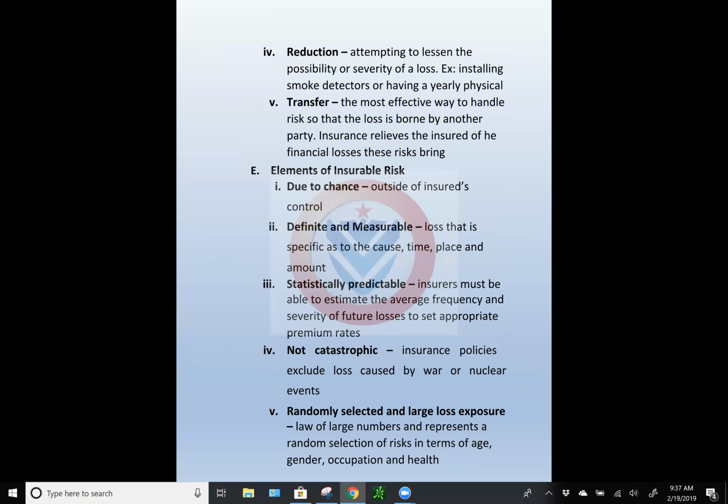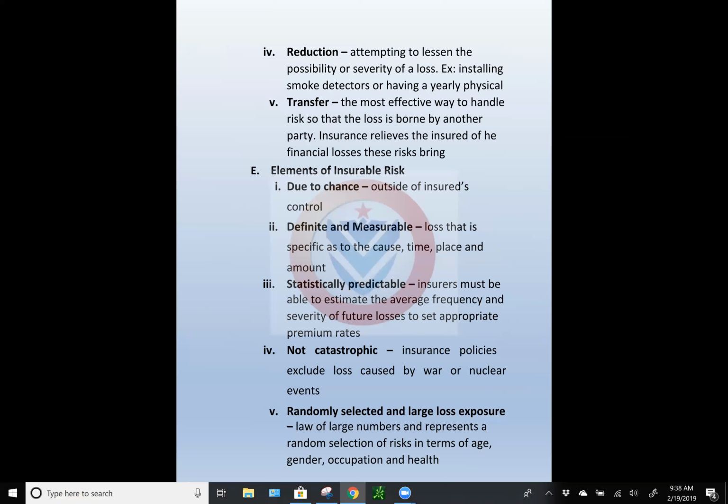Next, the loss must be statistically predictable. Insurers must be able to estimate the average frequency and severity of future losses to set appropriate premium rates. Next, the loss must not be catastrophic. Insurance policies exclude loss caused by war or nuclear events.